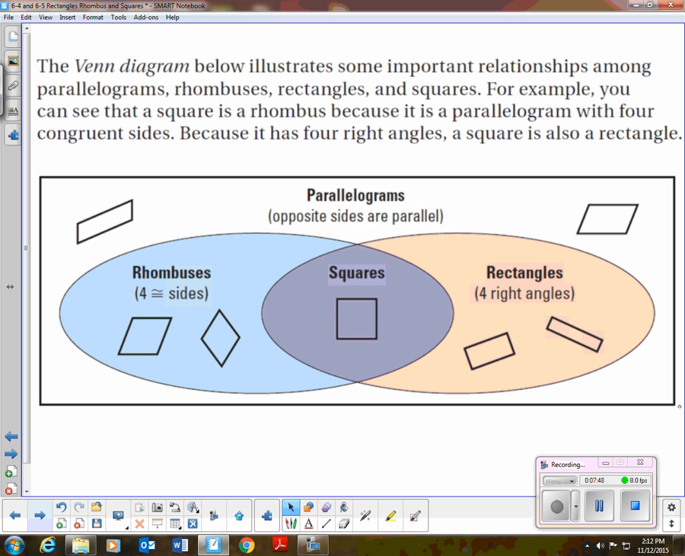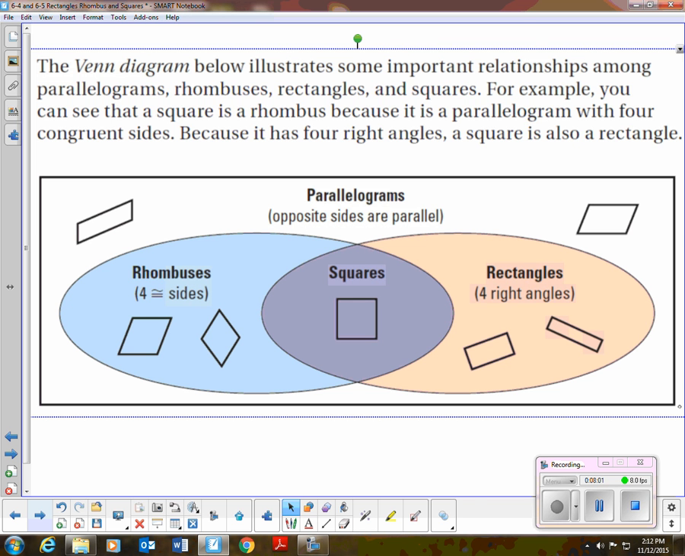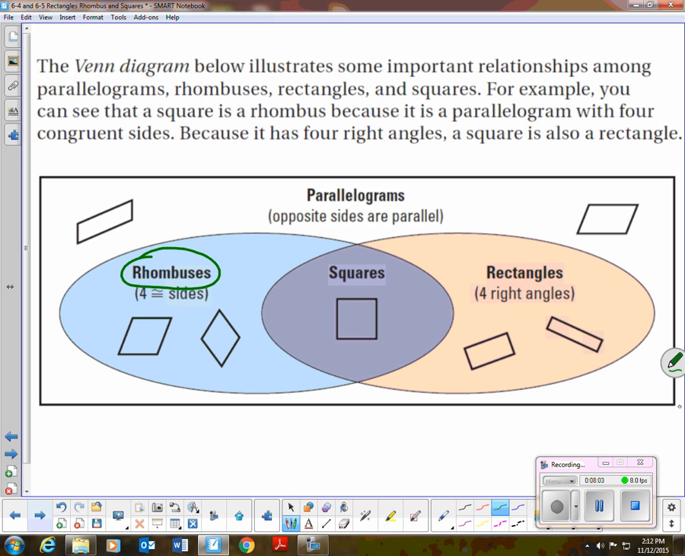All right, so just so you can see, this is a Venn diagram of the world of parallelograms. So if we got all the parallelograms in the world, they're all inside this big box here, which is the world. And so inside parallelograms, there's a group called the rhombuses. Okay. And then there's a group called the rectangles. And when those two groups get together, when they have both the properties of a rhombus and the properties of a rectangle, they become a square.